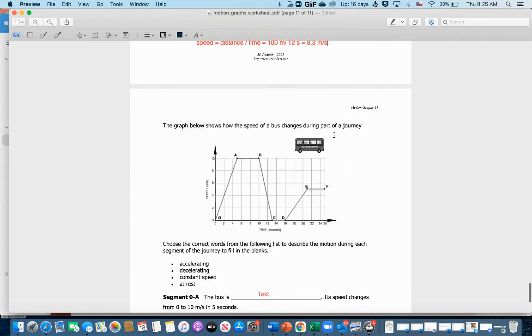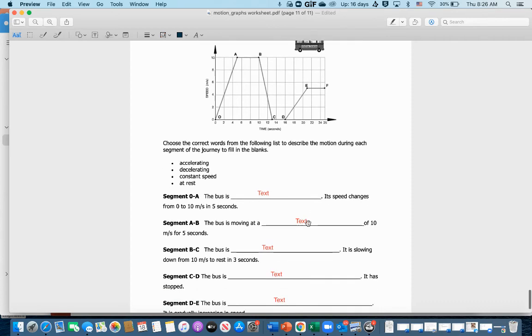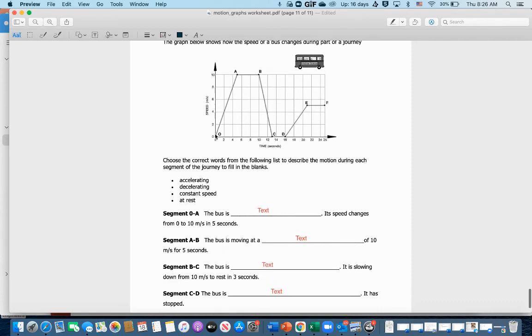All right, last thing we're going to do here. The graph below shows how the speed of a bus changes during part of the journey. So choose the correct words from the following list to describe the motion during each segment of the journey to fill in the blanks. So I got segment A here. So from 0 to A, what's going on? So as time increases here, what's happening to my speed? This is a speed versus time graph. My speed is increasing. So if my speed is increasing, do I call that accelerating, decelerating, constant speed, or stopped?